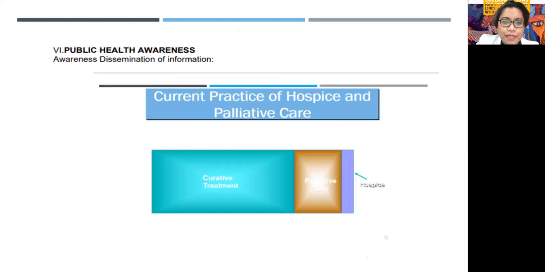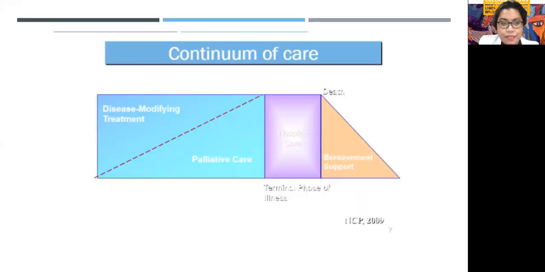Okay, so for public health awareness, the old concept or the current practice of hospice and palliative care is that curative treatment would be maximized first and then the patient is referred to palliative care, which eventually leads to hospice care and bereavement care. The continuum of care, however, proposes that palliative care works hand in hand while doing the disease modifying treatment.